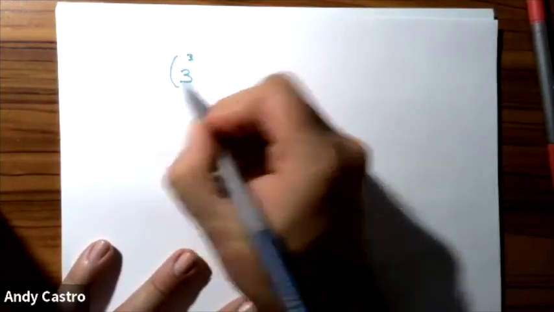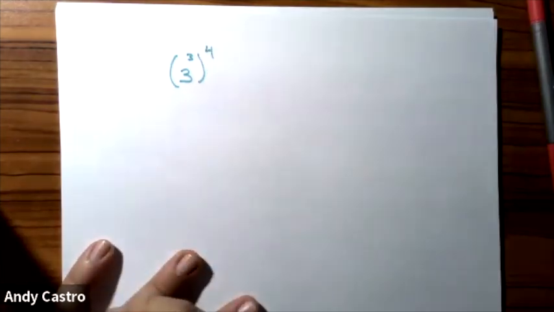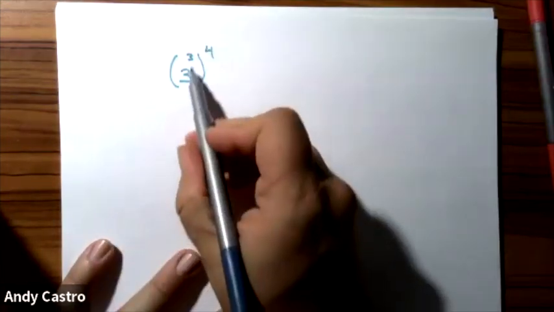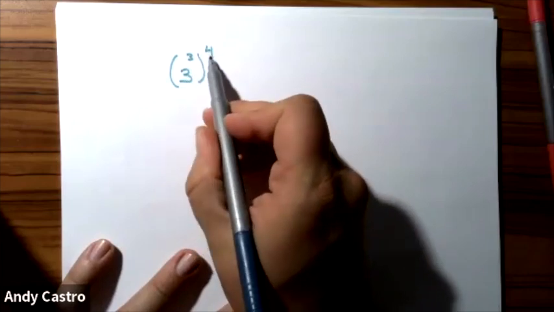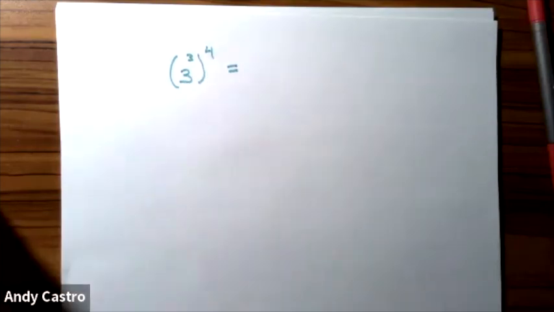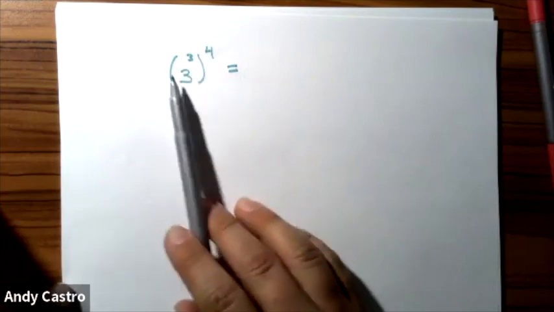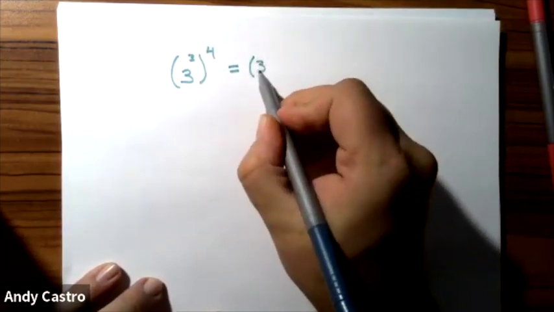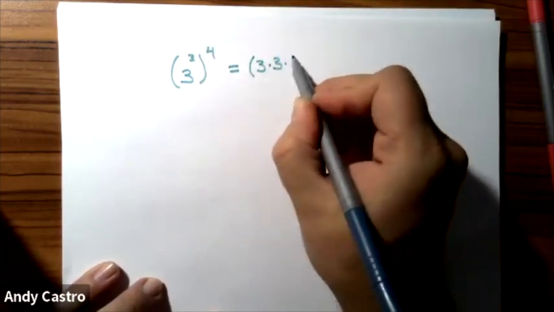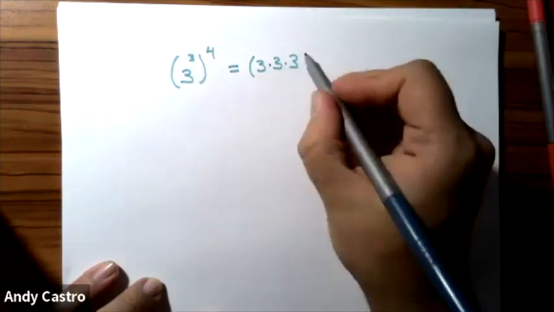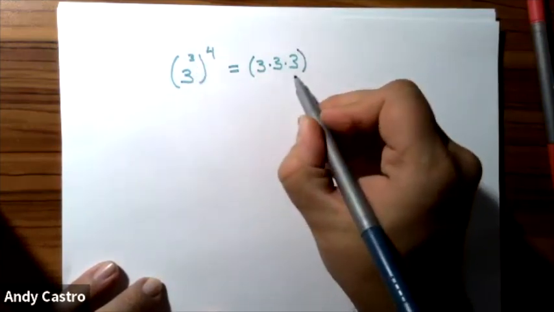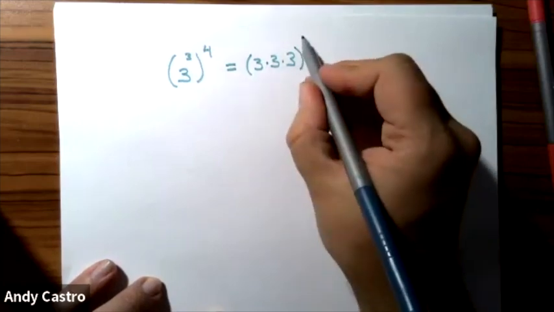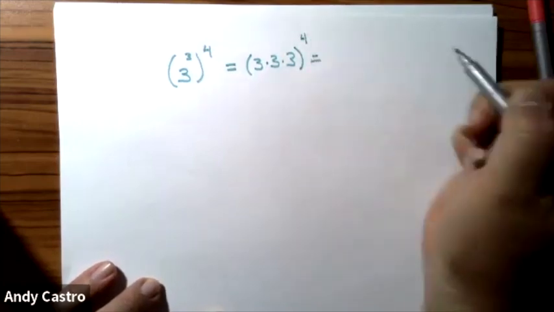Now our next property that we're going to look at is 3 to the 3rd power raised to the 4th power. Okay? So here, let's look inside the parentheses first. 3 to the 3rd power is 3 times 3 times 3, the base 3 multiplied 3 times. But I want that whole quantity raised to the 4th power.